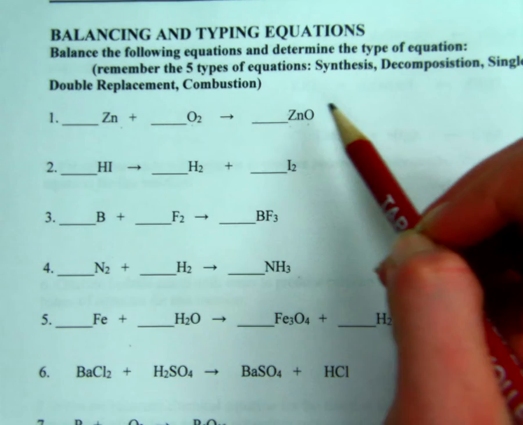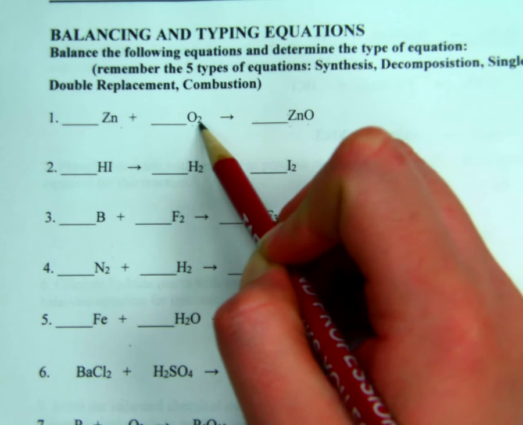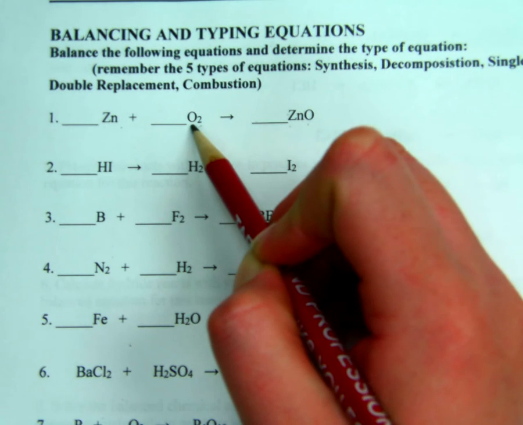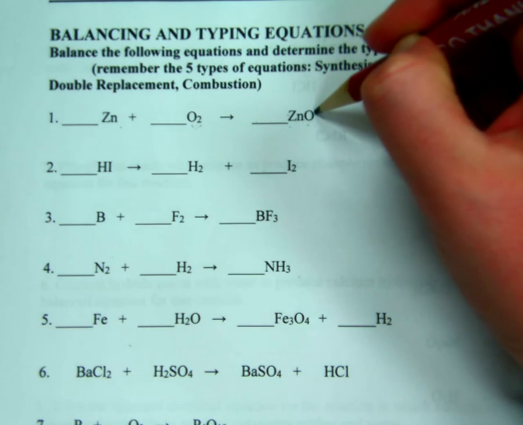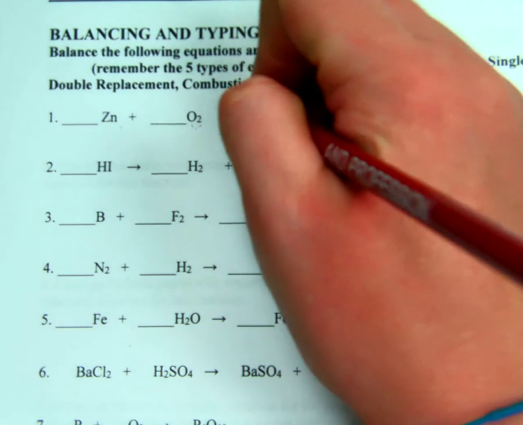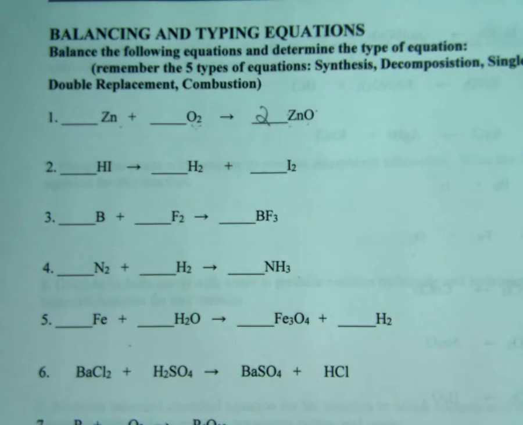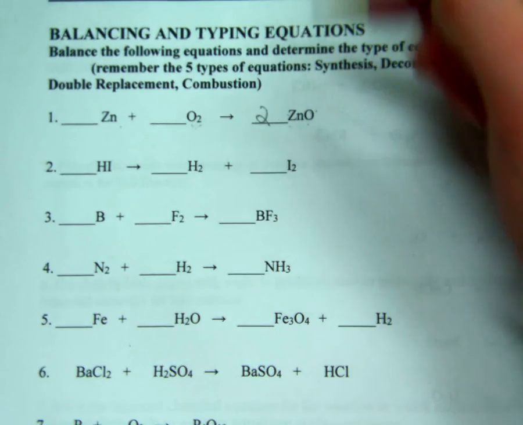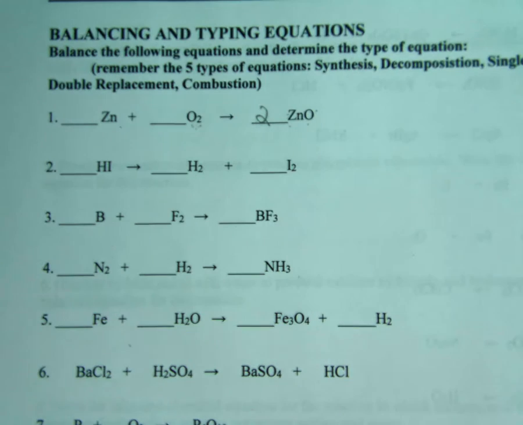Next, we look at our oxygens. We have 2 oxygens because of the subscript here. On our reactant side, we only have 1 on our product side. Because of that, we'll add a 2 as a multiplier here, giving us now 2 oxygens on this side and 2 oxygens on this side.